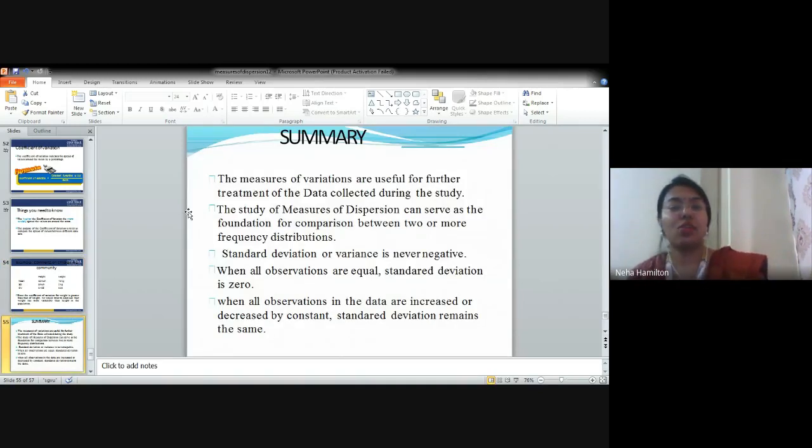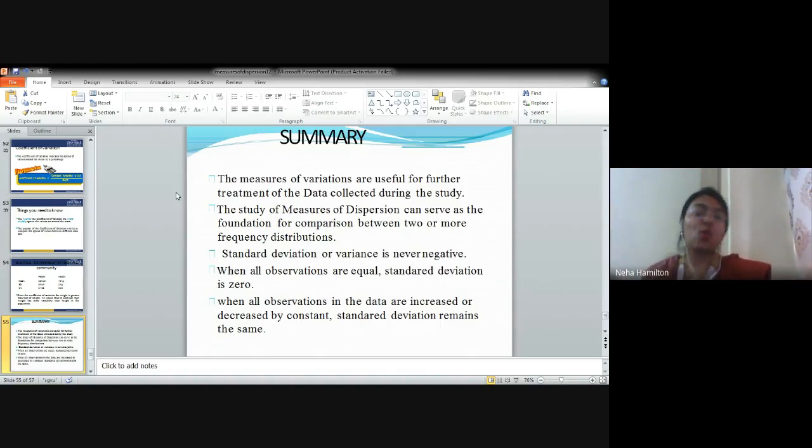The measures of variation are useful for the treatment of data collected from the study. The study of measures of dispersion can serve as a foundation for comparison between two or more frequency distributions, right? So what is the main aim of measures of dispersion? It helps us to find out the difference between the two frequency distributions.